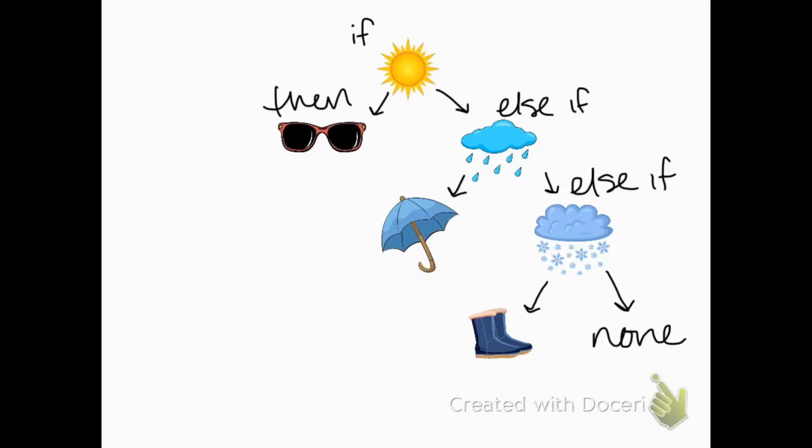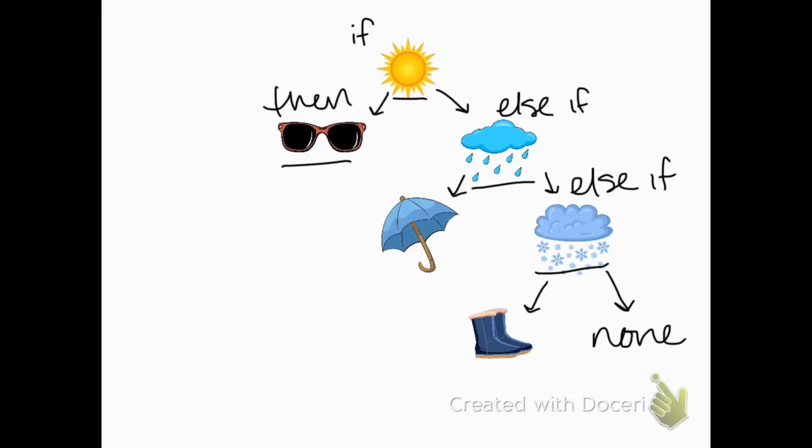So the thing with ifs and else ifs is that it checks the conditions in order. It'll start to see if it's sunny, then it'll check if it's raining, if it's not sunny. And then it will check if it's snowing, if it's not raining or not sunny. If one of these things is true, then it stops there. If we check it's sunny and it is sunny, then we wear sunglasses and we're done.